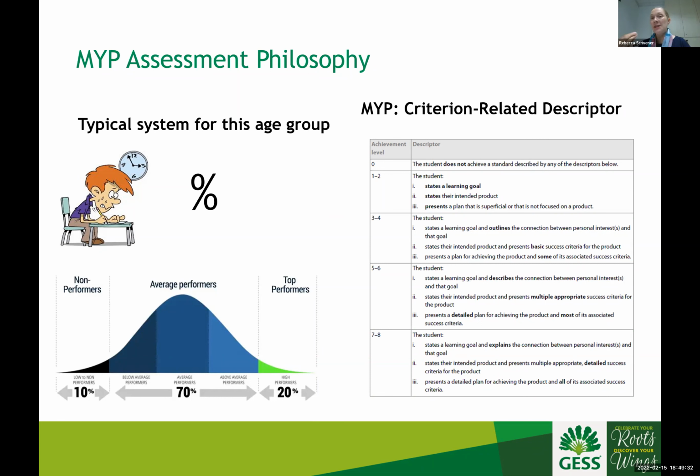Students are introduced to the criteria descriptors prior to the task. So that can be done in a variety of ways, and we'll talk about that a little bit later. So students have an opportunity to see this set of descriptors in advance of submitting the task, participating in the task. Every student has the opportunity to demonstrate their learning, and we don't compare them against each other on a bell curve. So every student has the potential to get in the highest bands, 7 and 8.